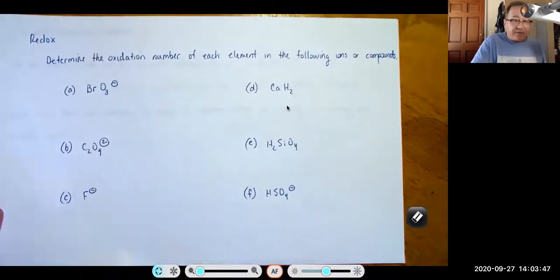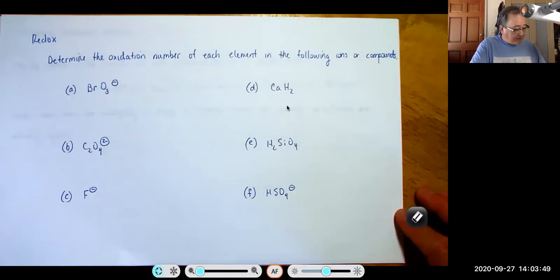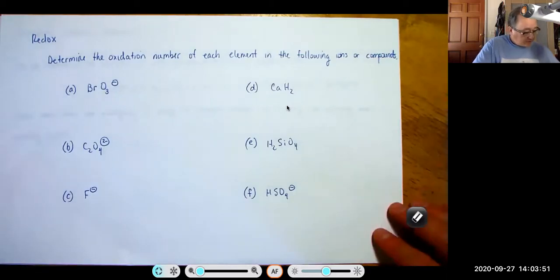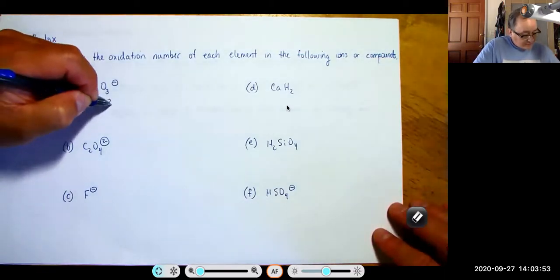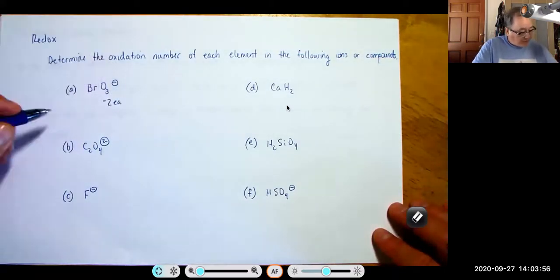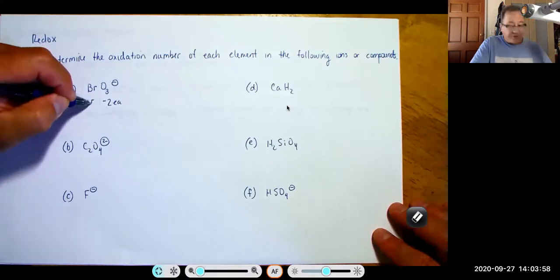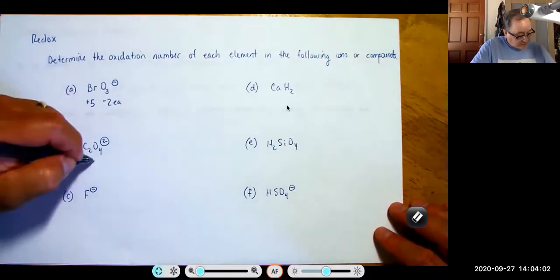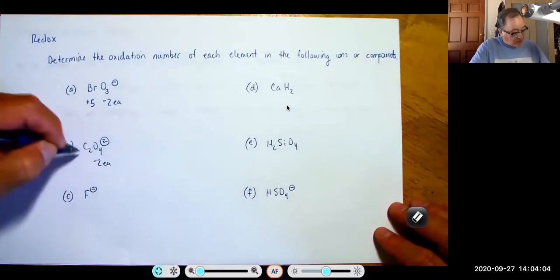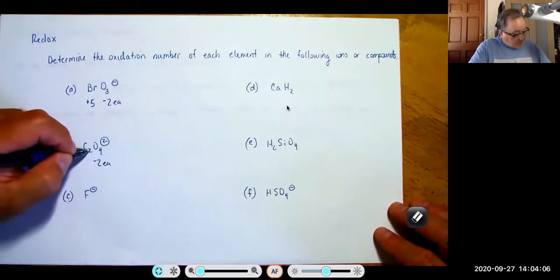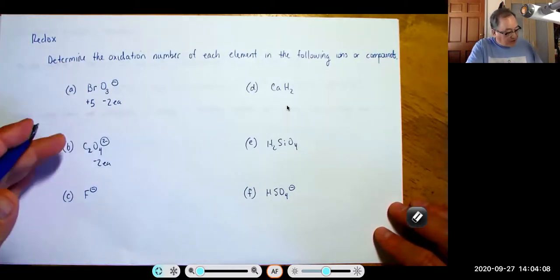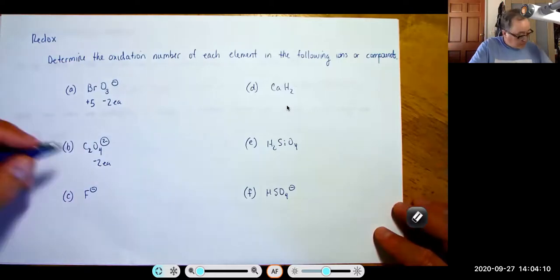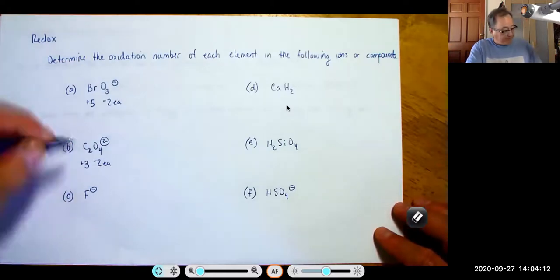Let's look at this next one. Determine the oxidation number of each element in the following. So the oxygens are -2 each. So the bromine has to be a +5 for this to work out to be a -1. The oxygens are -2 each. So the carbon oxidation has to add up to 6 total, so +3.